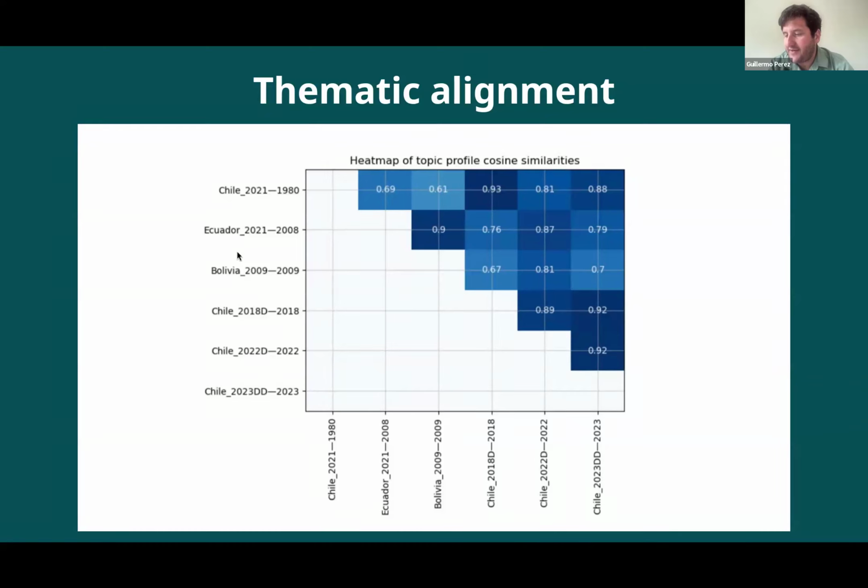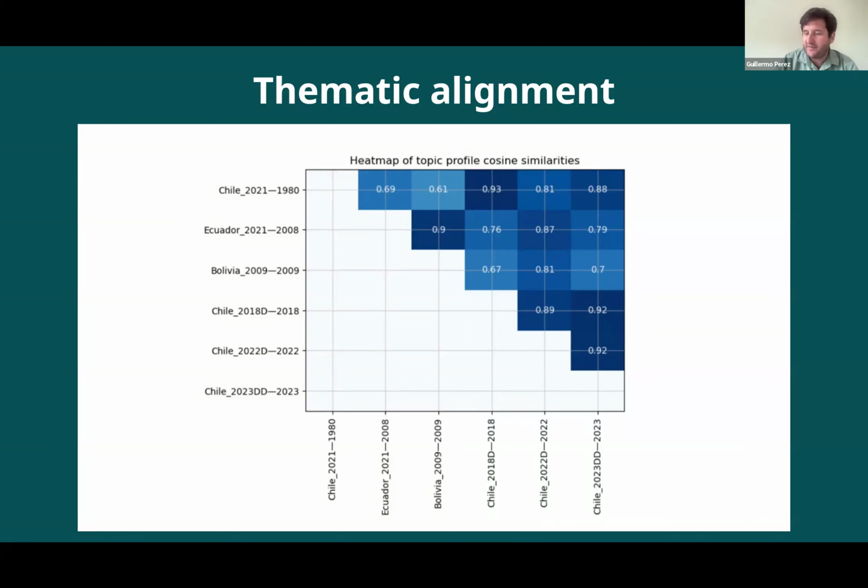Something that is interesting here is the relationship between the similarity between Bolivia and Ecuador. That is because of the close connection between the two countries and the wave of indigenous constitutionalism in the late 2000s. These constitutions were drafted under similar constitutional ideas and ideological inspiration. So that's the relationship between those two constitutions.